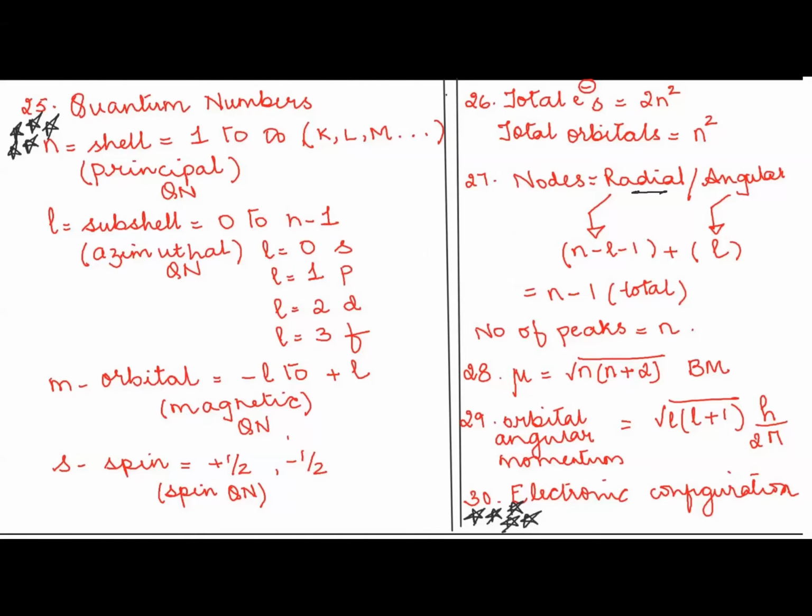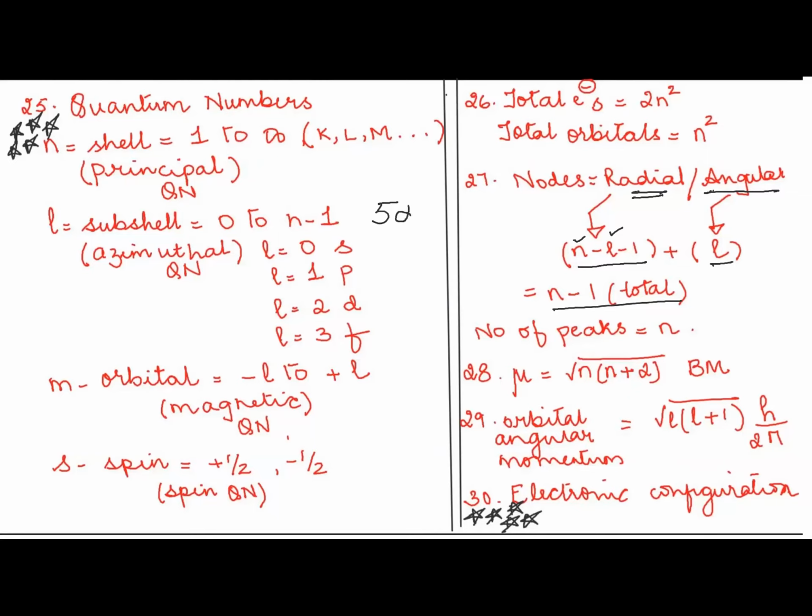So there are 2 types of nodes, radial and angular. Radial nodes have the formula n minus L minus 1. n is the principal quantum number, L is the azimuthal quantum number, the second one. Whereas angular nodes have the formula only L. And so the total, what will it be? n minus 1.